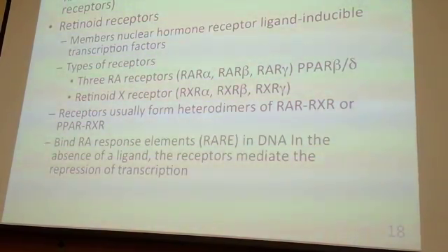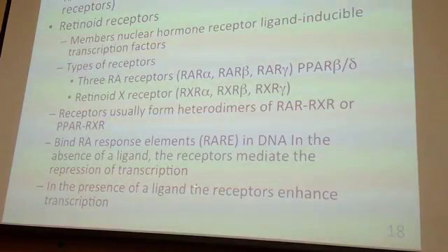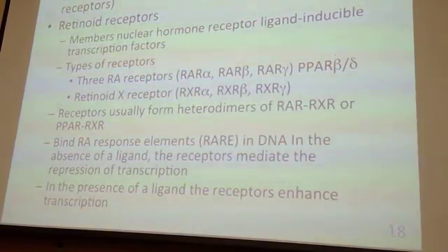So these are going to bind to particular response elements. So these are retinoic acid response elements, RAREs. And these are in DNA. And in the absence of a ligand, these receptors actually heteroligomerize and repress the transcription of these genes that have these RAREs. But in the presence of the ligand, so in the presence of retinoic acid, it's going to activate these receptors and relieve the suppression and increase expression from these sites. Okay, we'll walk through that. So in the presence of a ligand, these receptors enhance transcription.